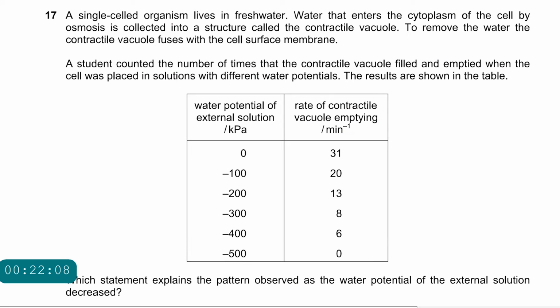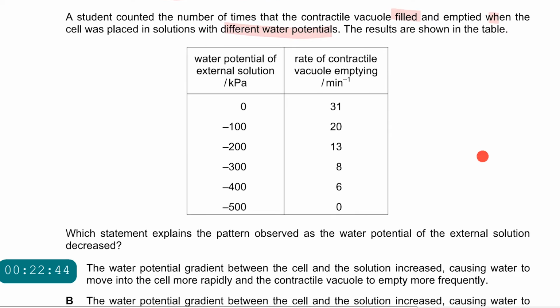Question number 17. A single-celled organism lives in fresh water. Fresh water has a really high water potential. Water that enters the cytoplasm of the cell by osmosis is collected into a structure called the contractile vacuole. To remove the water, the contractile vacuole fuses with the cell membrane. A student counted the number of times that the contractile vacuole filled and emptied when the cell was placed in solutions with different water potentials. The results are shown in the table.